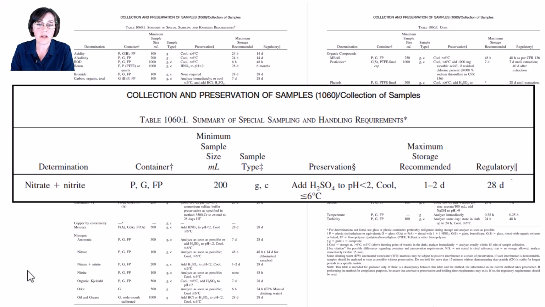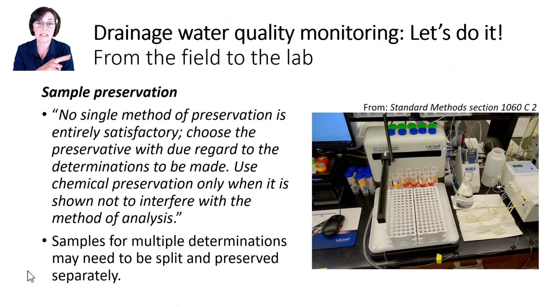Another thing I want to note here is that the acidification method recommends use of sulfuric acid, but remember, back to the previous slide, choose the preservative with due regard to the determinations to be made. We discovered that we can't use sulfuric acid to preserve bioreactor water samples, for example, if we want to analyze the sample later for sulfate, which we sometimes do for bioreactors. So in those cases, we started doing long-term storage preservation with hydrochloric acid rather than sulfuric acid.